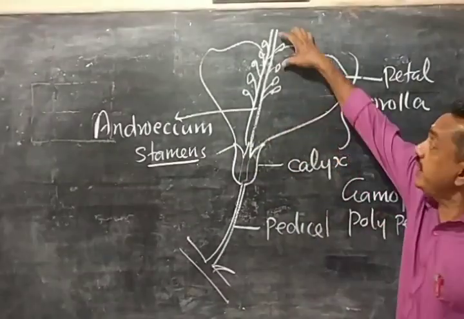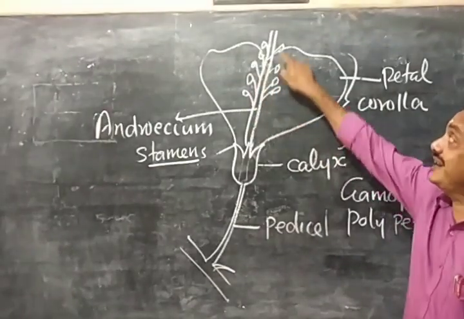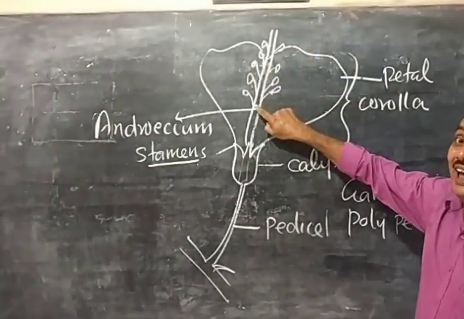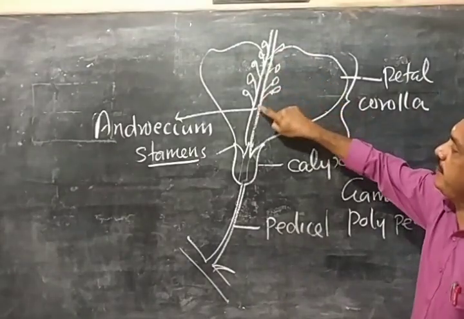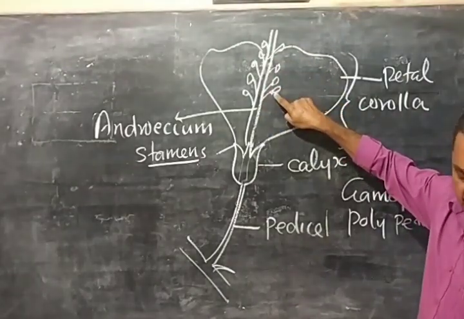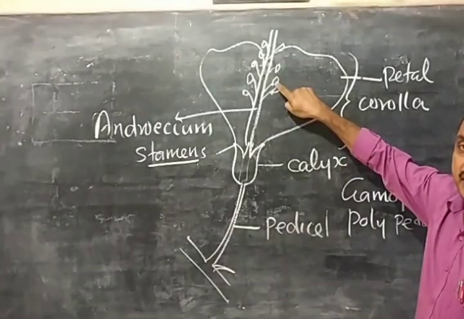A group of stamens forms a structure like this. In hibiscus, you can see this structure with red color and small structures like that. This total is called androecium, and this one part is called stamen.